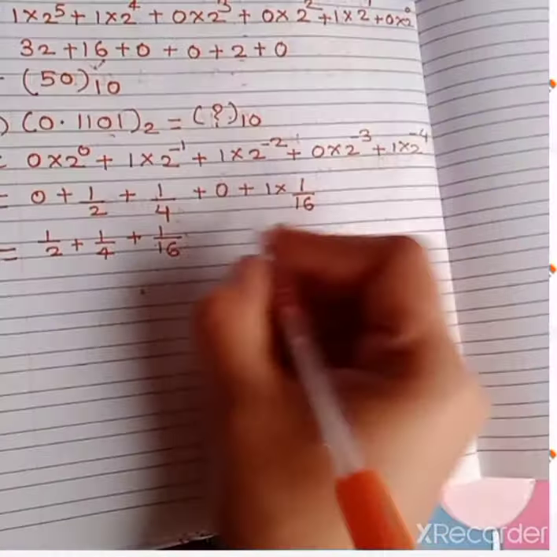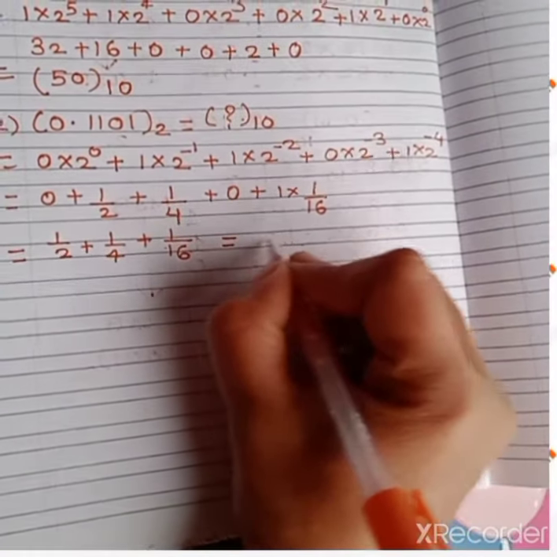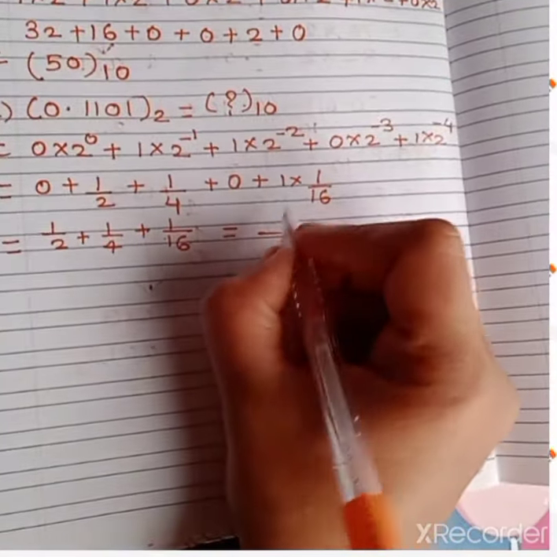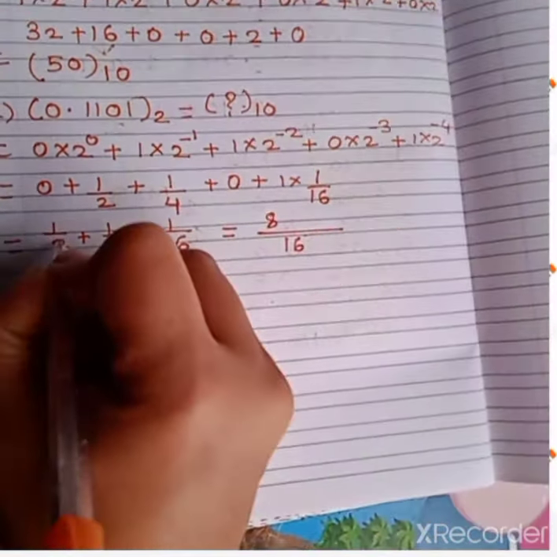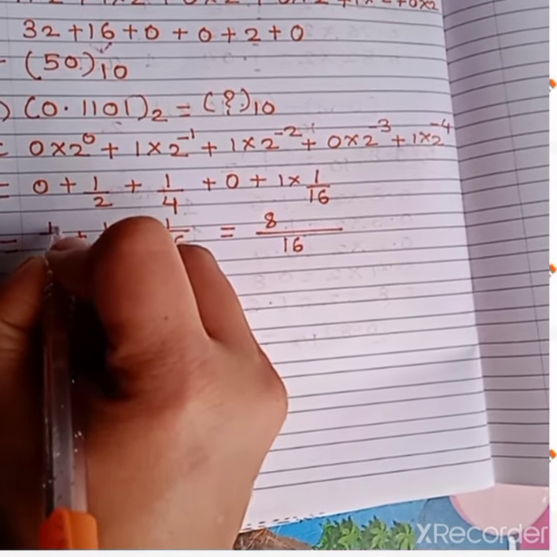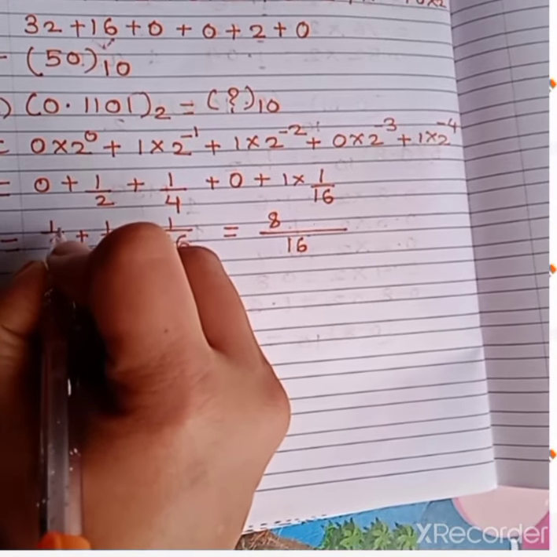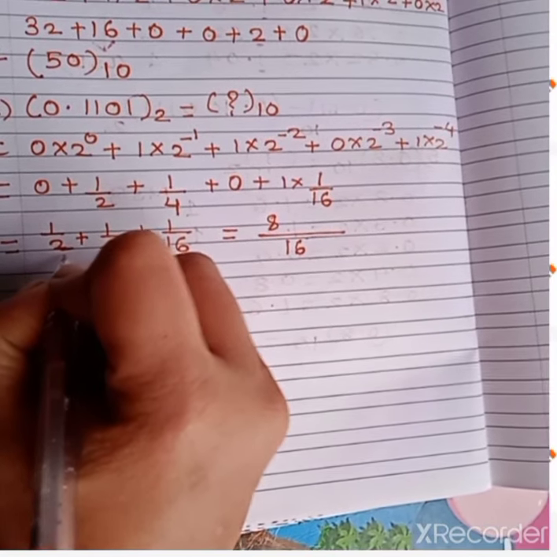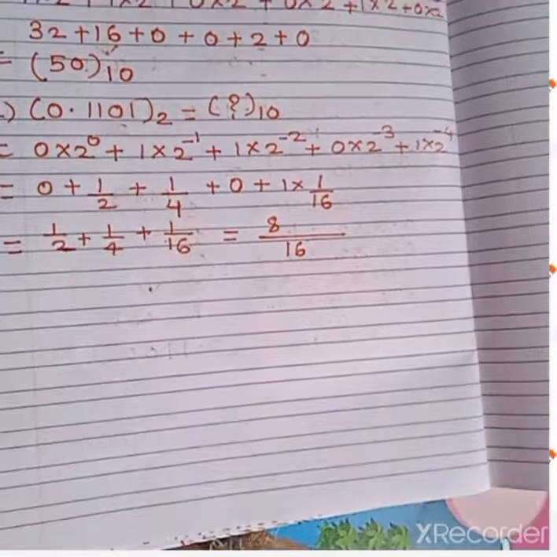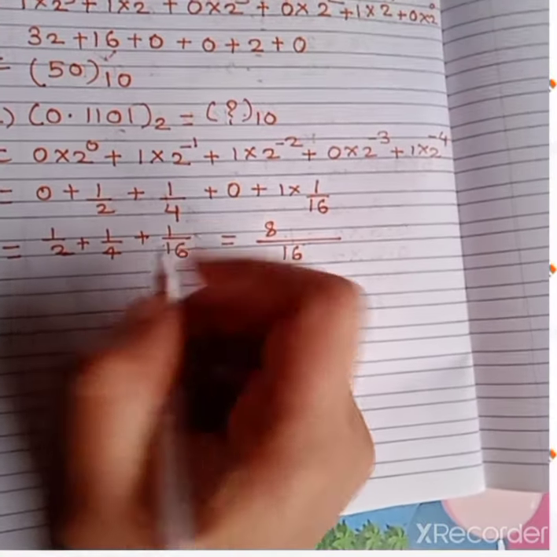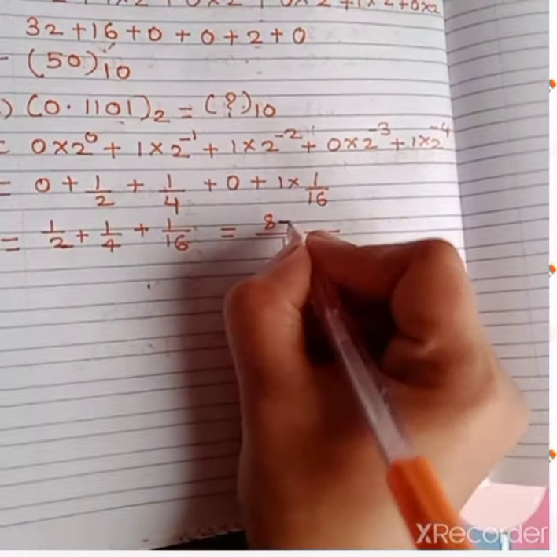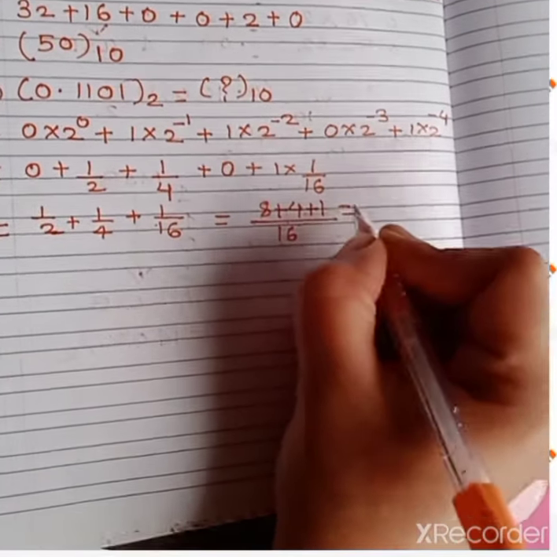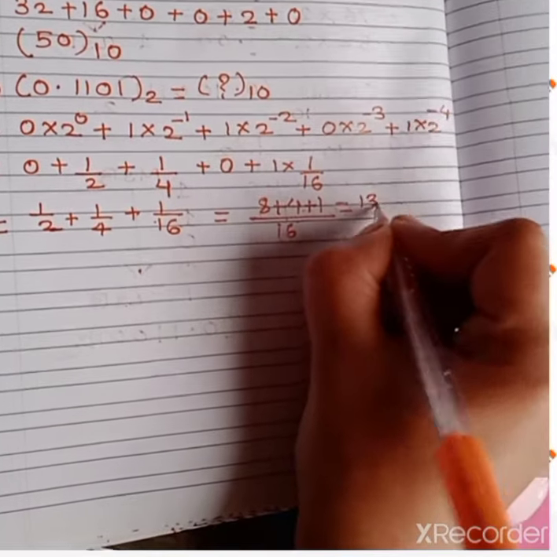So here make the denominator common, 16. 2 8s are 16. So here we have multiplied the denominator and numerator with 8, so you will get finally 8 by 16. Here we have to multiply by 4. 4 4s are 16. And here 1 by 16 as it is. So 13 by 16.